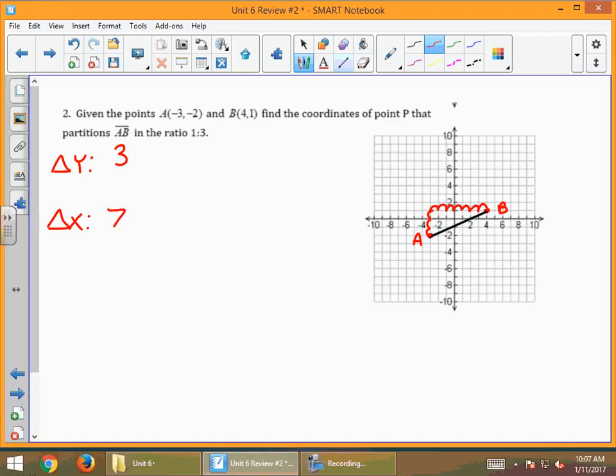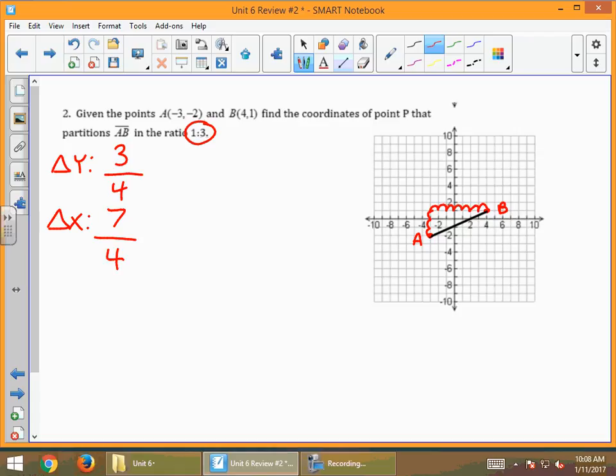So I'm going to divide these numbers, those changes in y and x, by the total number of partitions in the segment. How many pieces am I cutting this line up into? 4, right? How do you get that? You look at the ratio. You take those two numbers, add them together, that tells you how many pieces there will be. In this case, 1 plus 3 is 4. So this is what I'm increasing them by.